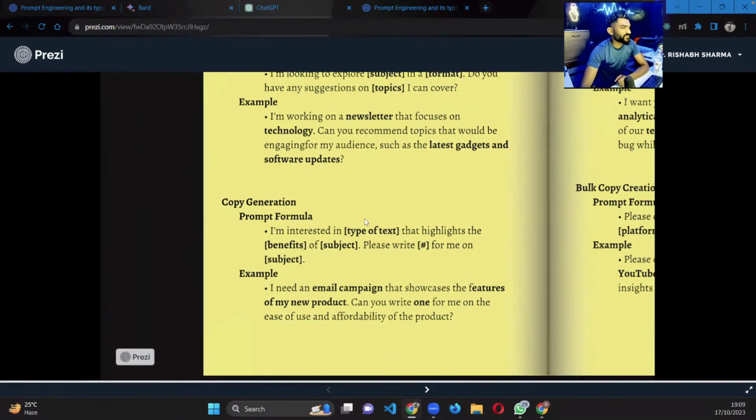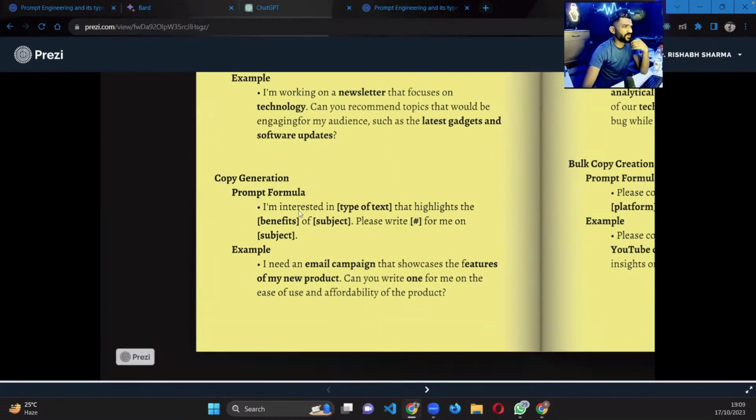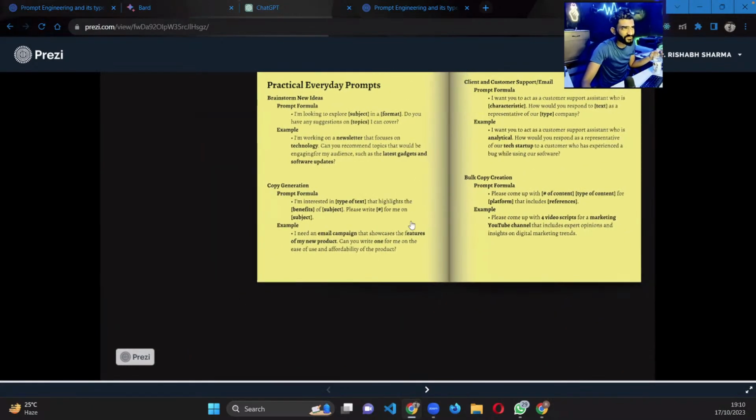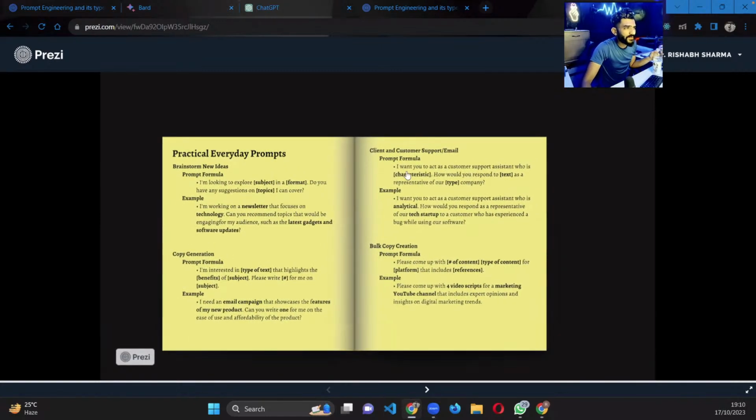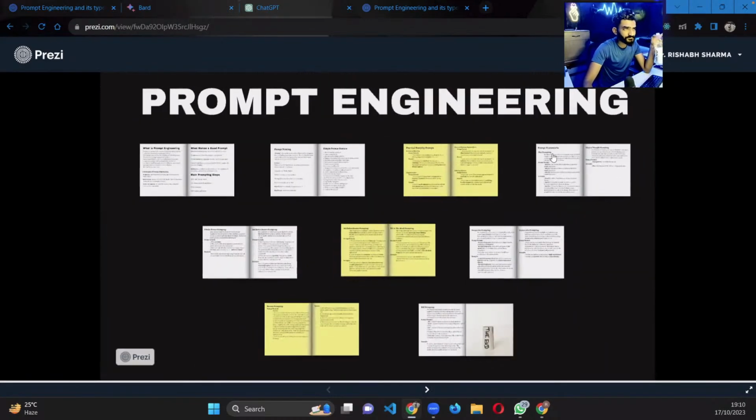So see, copy generation. Suppose you want to generate multiple copies of something. So you can always do this. Let's get to the interesting topics maybe, like client and customer support. You can ask ChatGPT for bulk copy creation. Okay, fine.